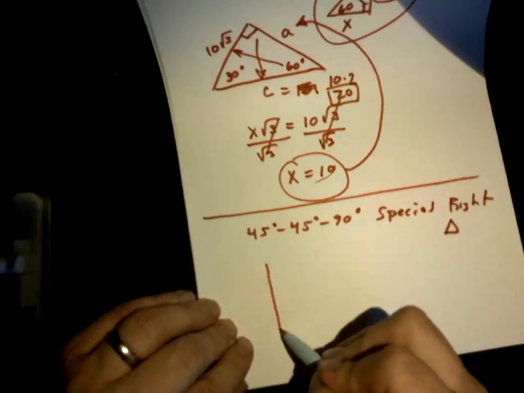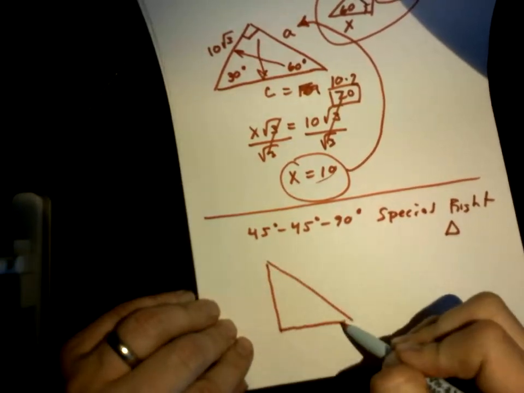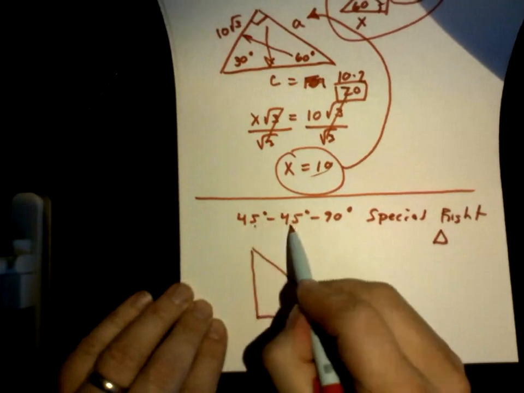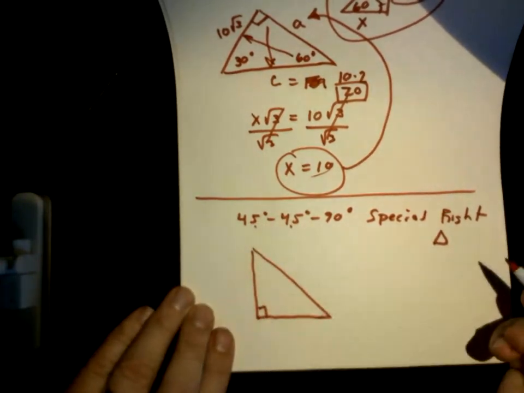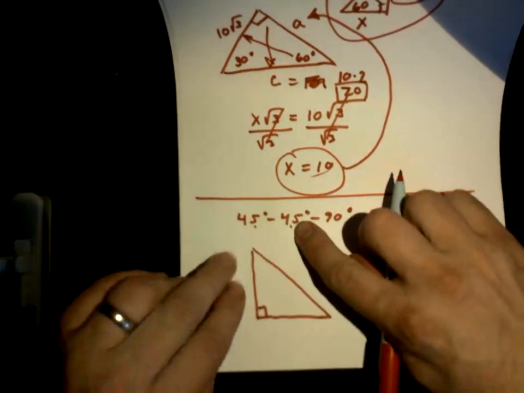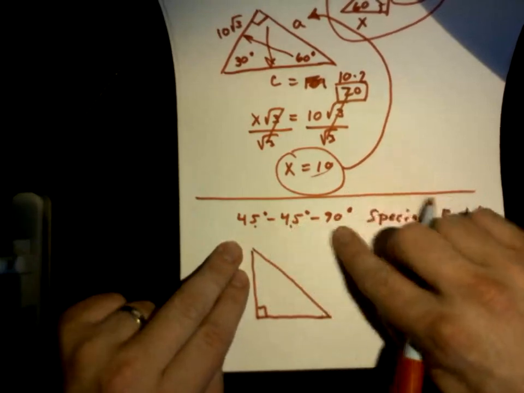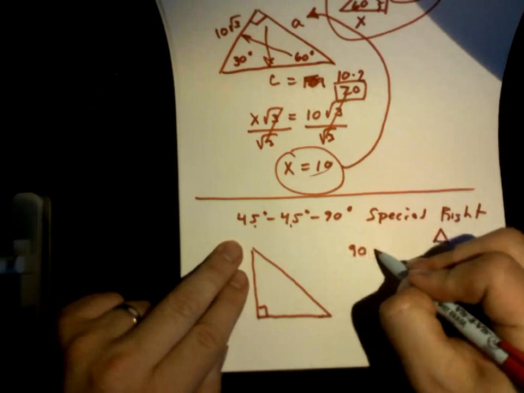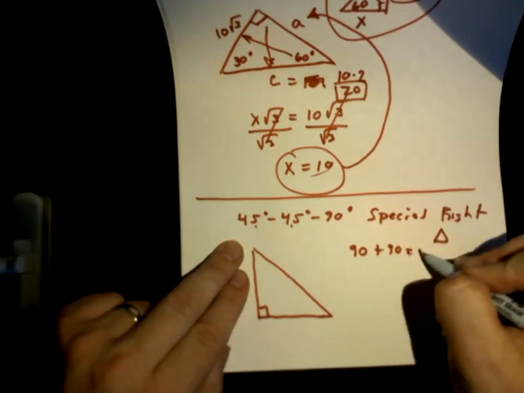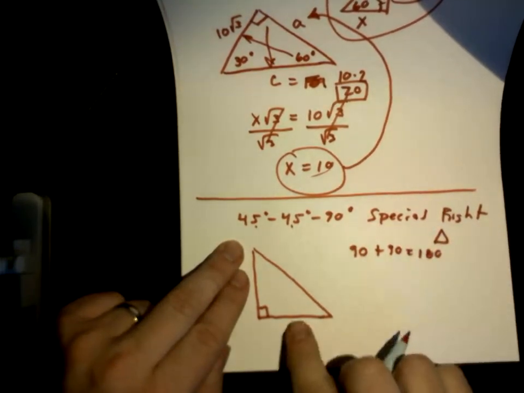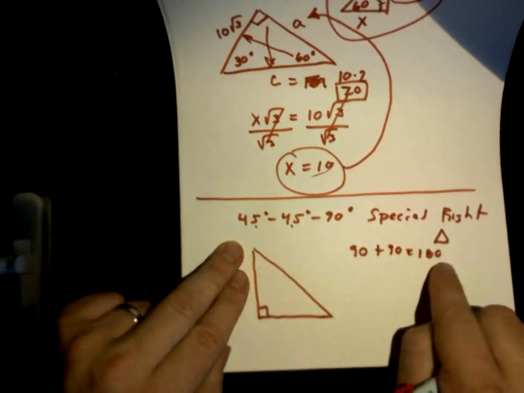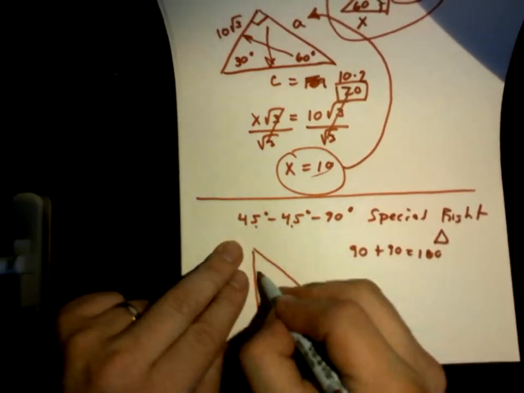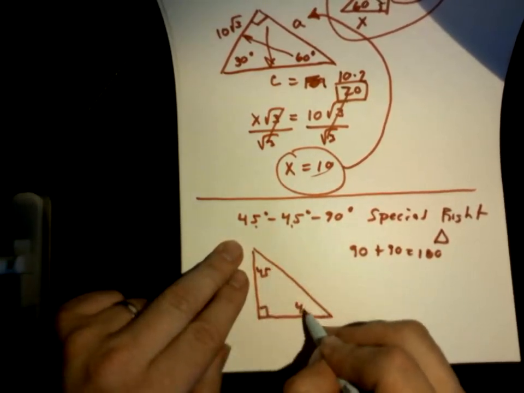Well, you're going to start with a right triangle. Looks like this. Okay, remember 45 and 45, this is 90. So 45 and 45, if you add 45 and 45, don't you get 90? And is it 90 plus 90, 180? That's all the angles in the triangle add up to 180. So you're going to go 45, 45.